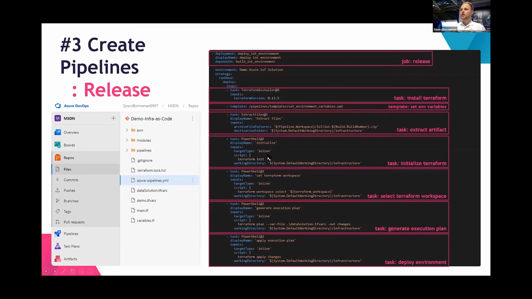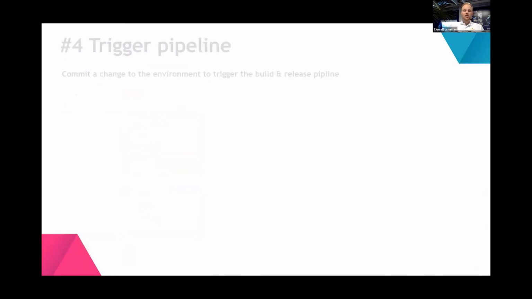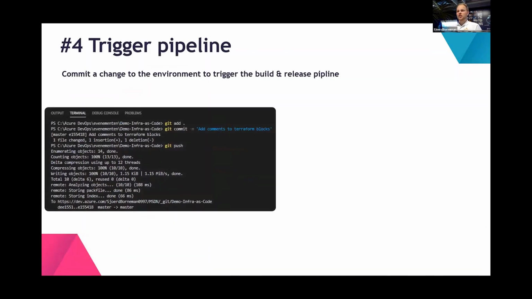So first, we are going to run the Terraform initialize command. Then we are going to select the workspace. And as you can see, I'm using an Azure DevOps variable, because that's the one I defined in the YAML file. And after that, I'm going to run the execution plan. And the last step is to apply the plan to make sure that the deployment is going to run. So these are the build and release pipeline definitions.